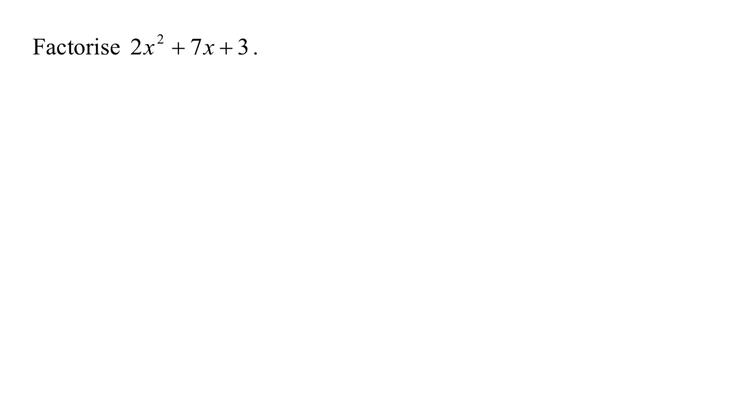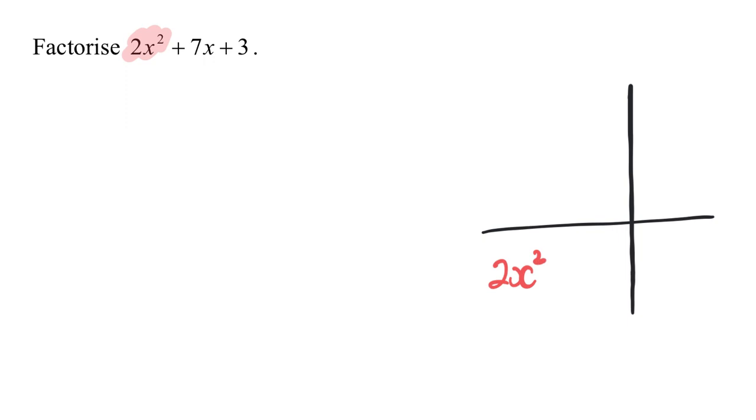So, the very first step is I would actually make use of the cross chart. This will be my rough working at the side. And do take note how I place my 2x squared. 2x squared will be here. And where will be my 7x? 7x will be here, positive 7x. And again, 3, positive 3.